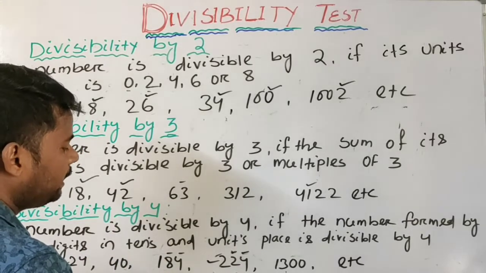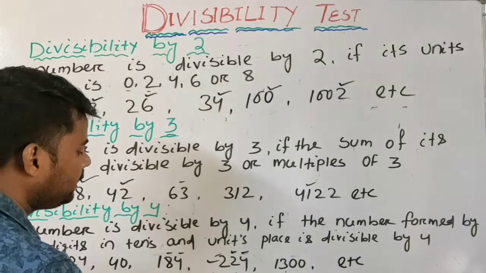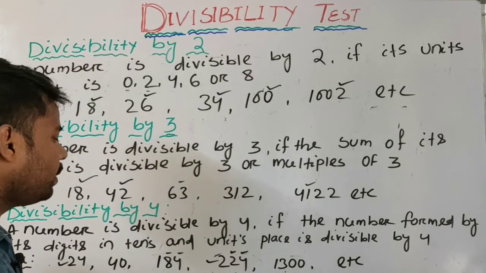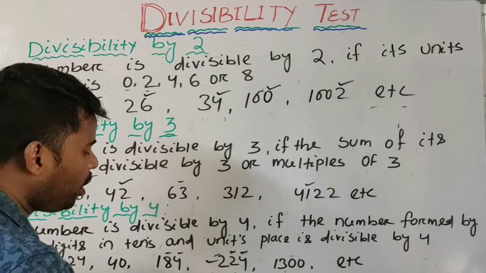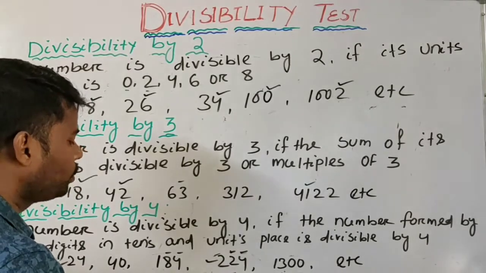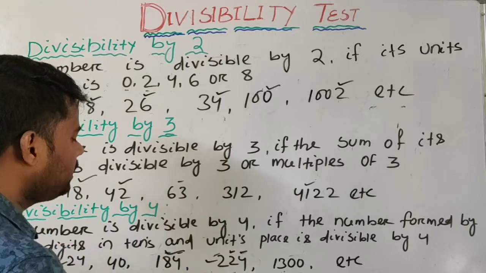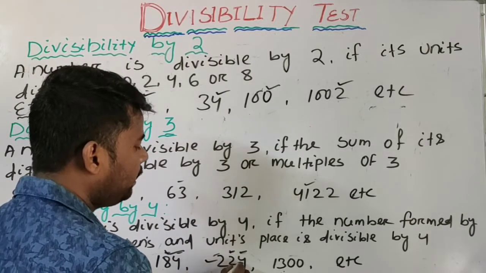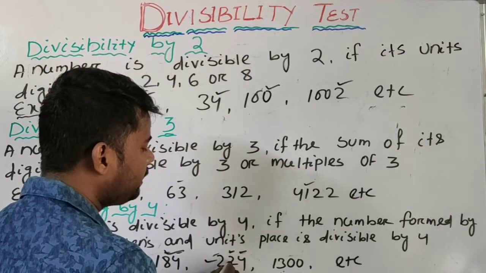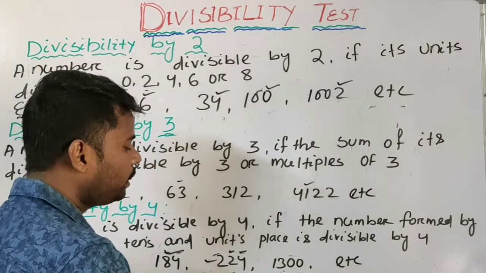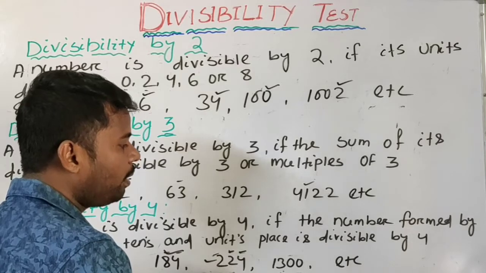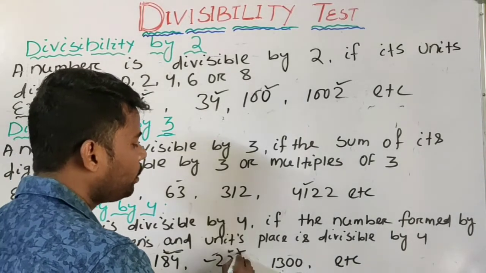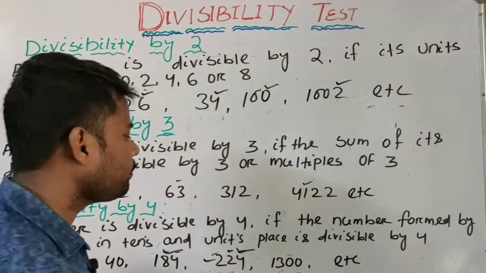184. Its unit digit is 4 and tens digit is 8. Number formed 84, and 84 is a multiple of 4 or divisible by 4. So this number is divisible by 4. 224. Its unit digit is 4 and tens digit is 2. Number formed 24. 24 is a multiple of 4 or divisible by 4. So this number is also divisible by 4.